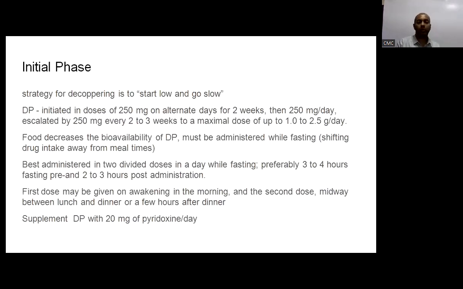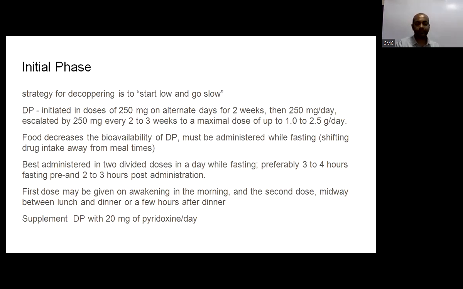So how to go about this treatment? The treatment strategy is start low and go slow. We should start D-penicillamine at low doses, preferably 250 mg on alternate days for 2 weeks. Then we can increase by 250 mg daily, up to a maximum dose of 1000, even up to 2500 mg.